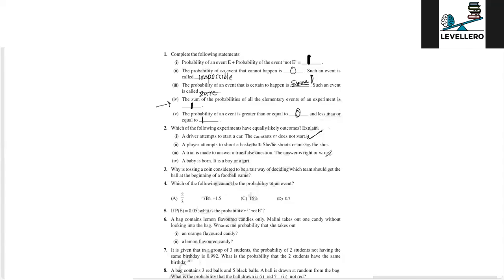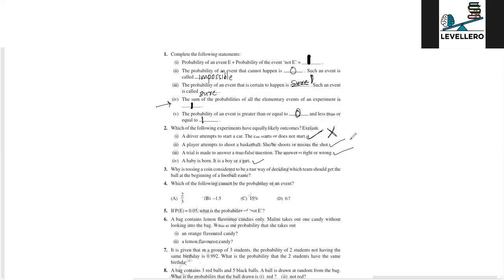Second one, a player attempts to shoot a basketball. He shoots or misses the shot. Yes. A trial is made to answer a true false question. The answer is right or wrong. Yes. A baby is born. It's a boy or girl. Yes. But if we do not consider the first one as a hypothetical one, then definitely this is not an equally likely outcome.